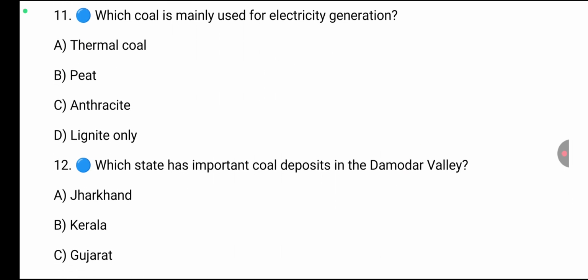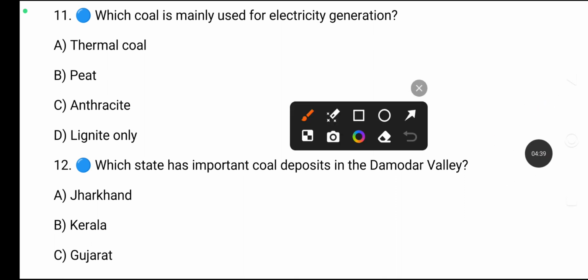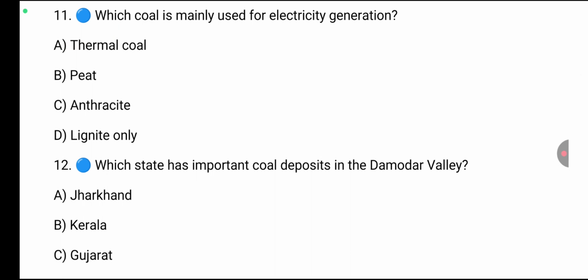Now moving on to question number 11. Which coal is mainly used for electricity generation? Options are given: thermal coal, peat coal, anthracite coal, lignite coal. Answer will be A, that is thermal coal.